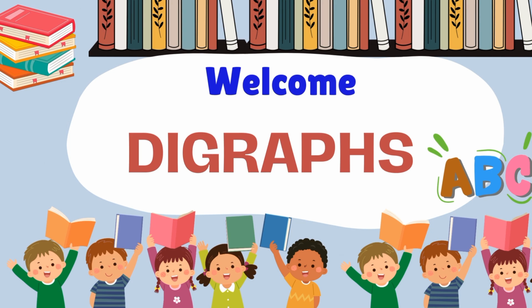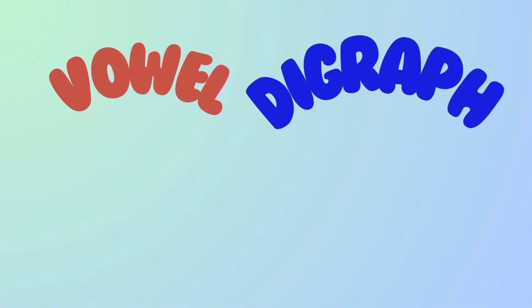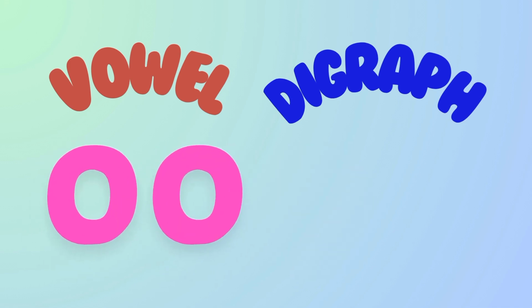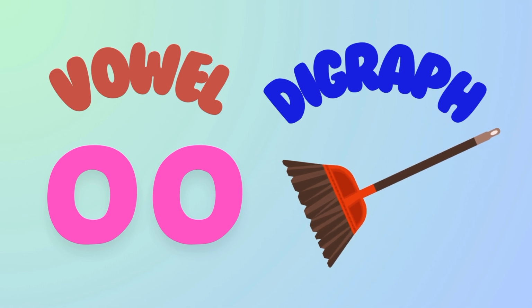The first digraph that we are going to learn is the sound of two O's. When two O's come together, they make two sounds. One is a long oo sound, like in moon, and oo, like in broom.